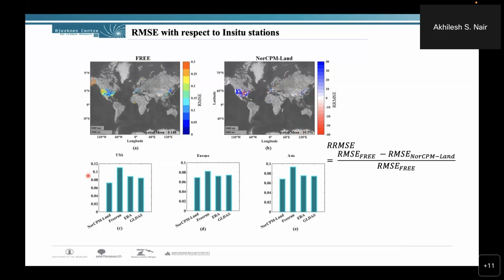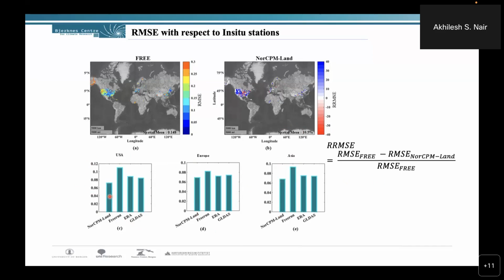We again evaluated the results with different observations or different reanalysis data sets. We could see that the free run has higher RMSE almost for every continent, and the assimilation of soil moisture, that is NorCPM land, has reduced the RMSE over the majority of the regions.